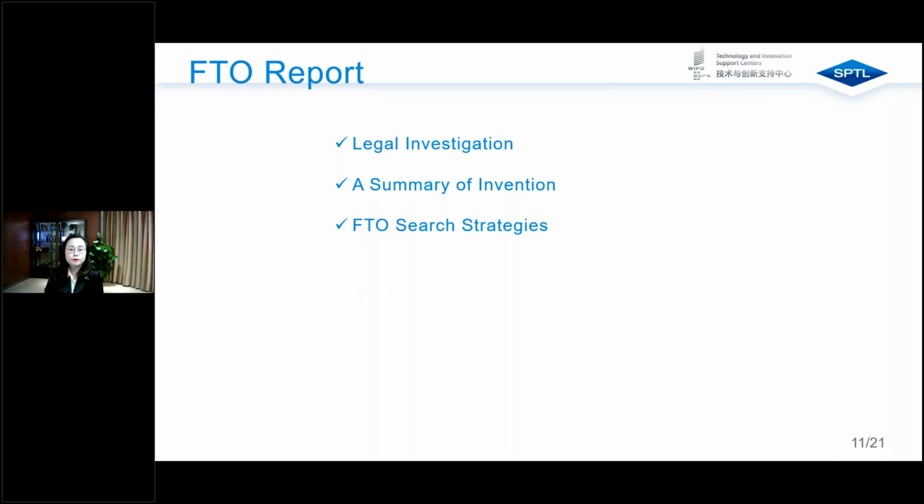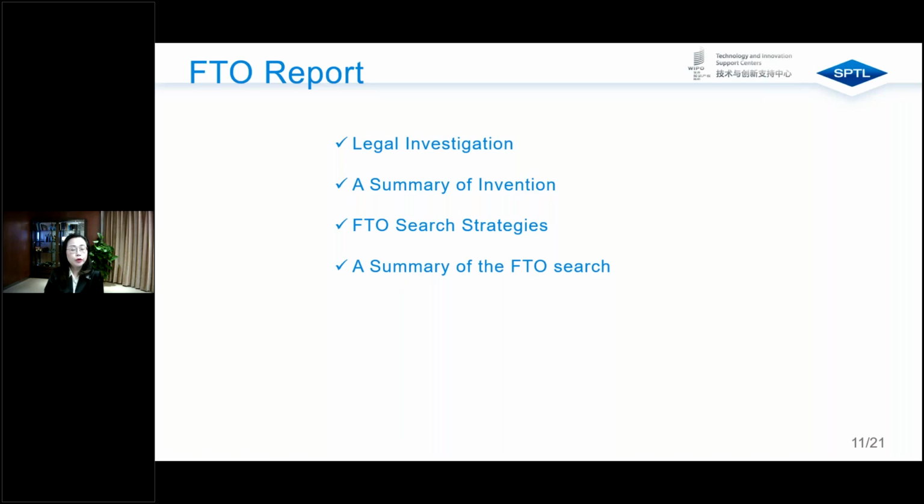And in the FTO search strategy part, this part should include the databases searched, countries and patent offices searched, languages used for the searching, time limits, types of patent documents searched, subject matter searched, search terms, and the patent classification that we used for the searching. The summary of the search terms can be displayed in a table.